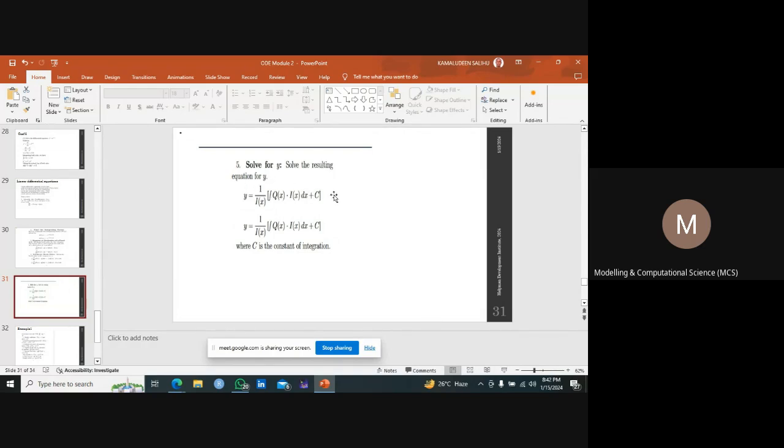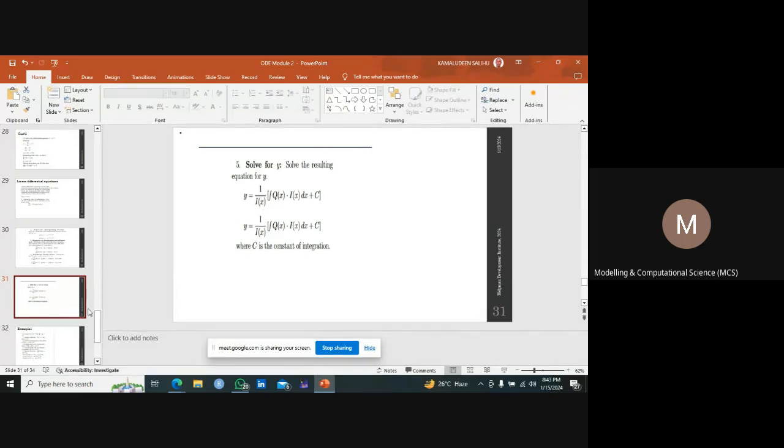And what is the resulting equation? This is where you apply everything: the integrating factor, the p of x, which you need for the integrating factor, then the q of x comes in here. So y is equal to 1 over the integrating factor, times the integral of q of x multiplied by the integrating factor dx, plus c. So this is the general form.